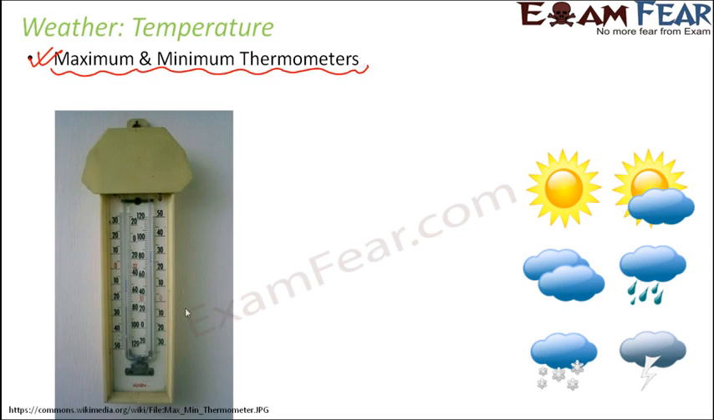So this is how a maximum and minimum thermometer looks. You see it has got two scales instead of one. Like the normal thermometer which is used to measure body temperature just has one scale, but here you have two different scales. It's kind of a U-shaped tube. So the glass tube is U-shaped.